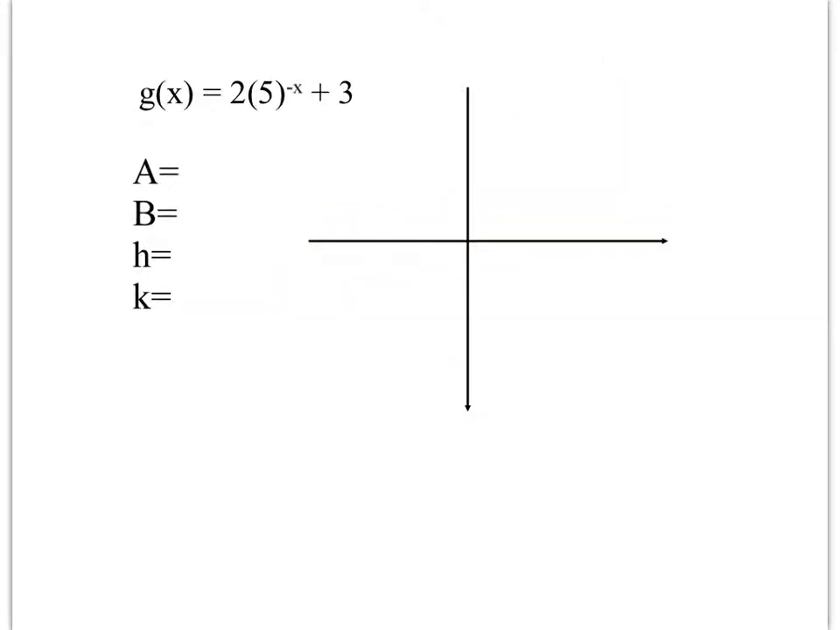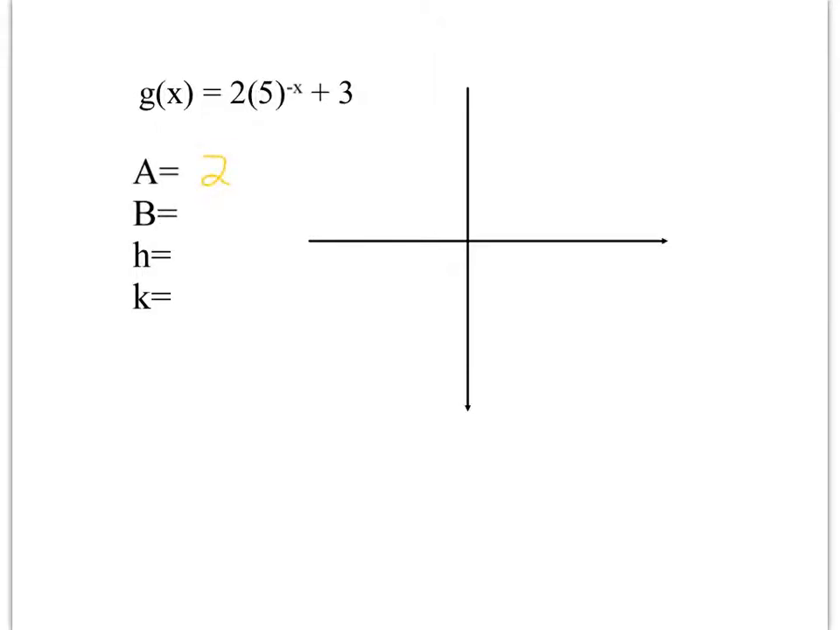Okay, this third one right here, g of x is equal to 2 times 5 to the negative x plus 3. Let's go through and fill in our a, b, h, and k, and there is a trick here. Okay, the a, of course, is very good. You guys got it, 2.